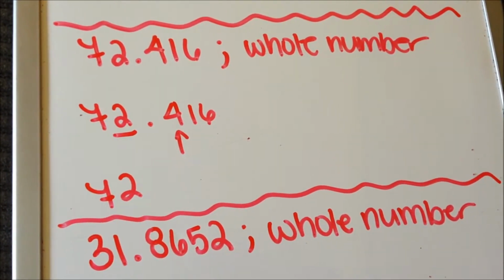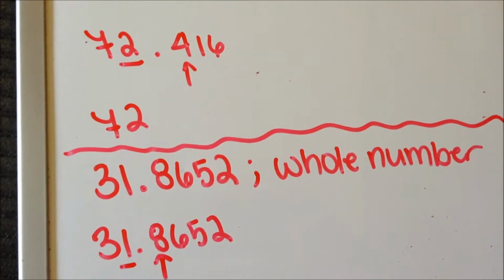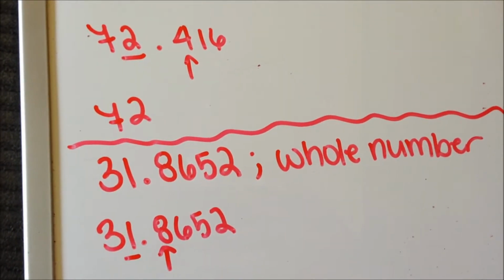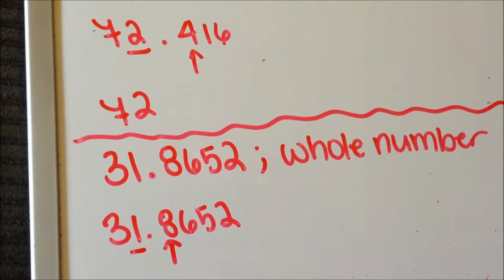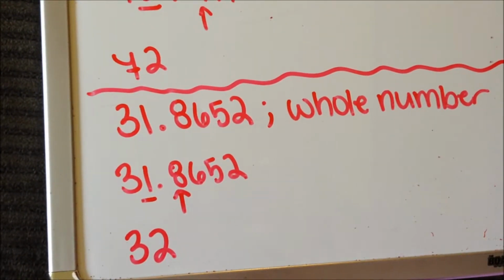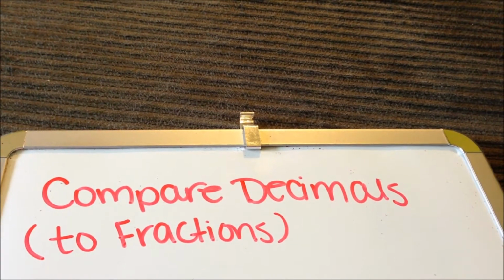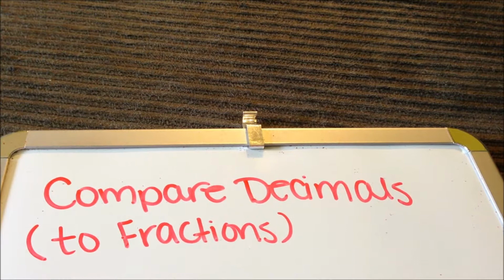Lastly, we have 31.8652. We're going to round this one to the nearest whole number. So focus on the ones position and look at the number to the right of it. In this case, it's an 8, so we will round up. So our final answer is simply 32 or 32.0000, etc.